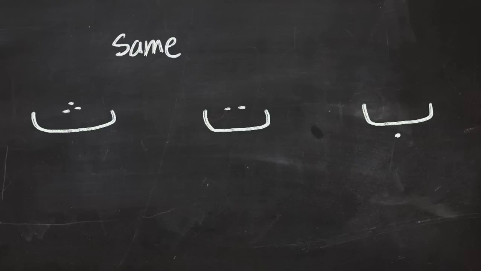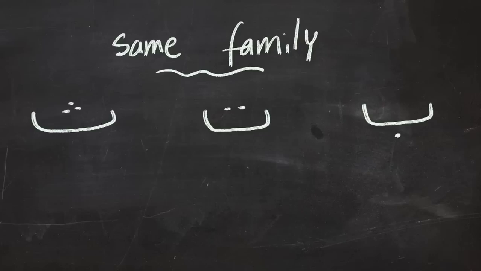So, what is the story with these 3 letters? You can say that these 3 letters belong to the same family. They look exactly the same, they behave exactly the same in the word, with the exception of the dots under or above, 2 or 3 dots. So that is the only difference.